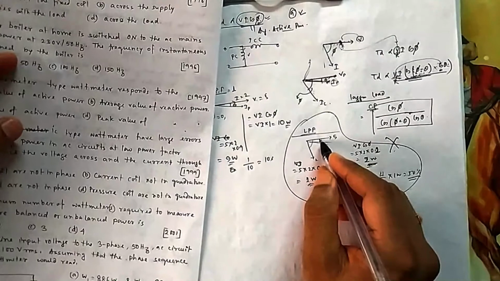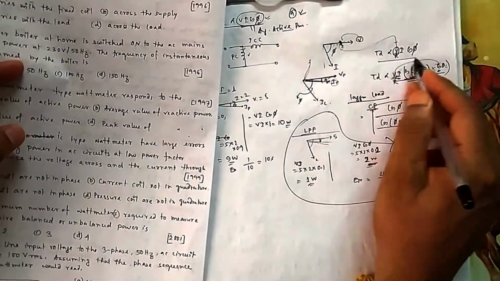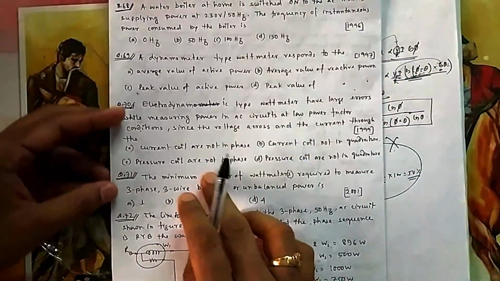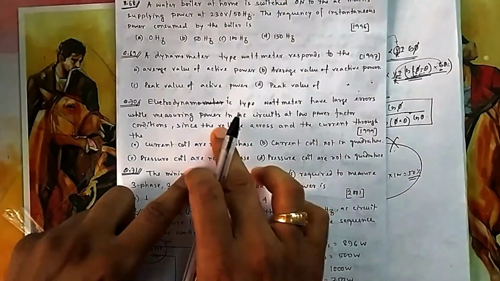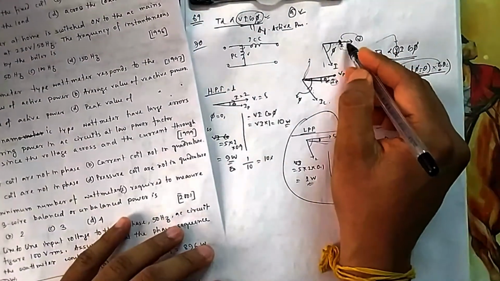Now why are all these things coming? Because there is an angle with this. If it had not been for the angle, it would have given me a perfect result. So that's the idea. The voltage and the current through the pressure coil are not the same. This V and I should have been the same, but they are not the same.